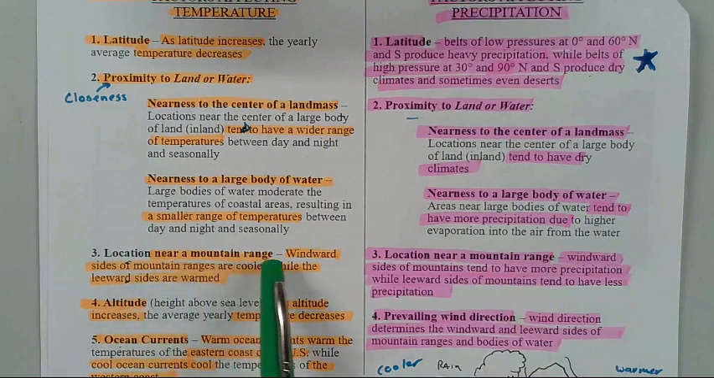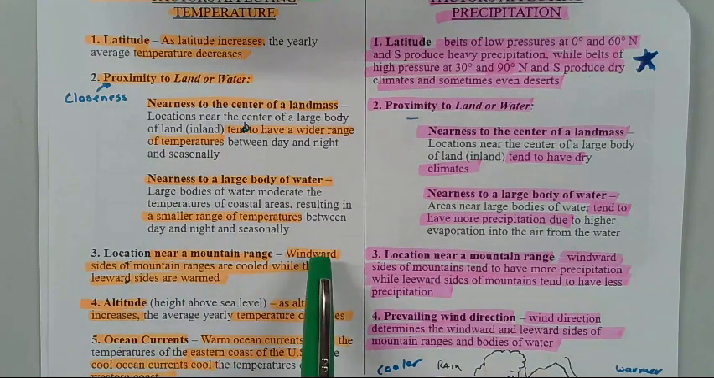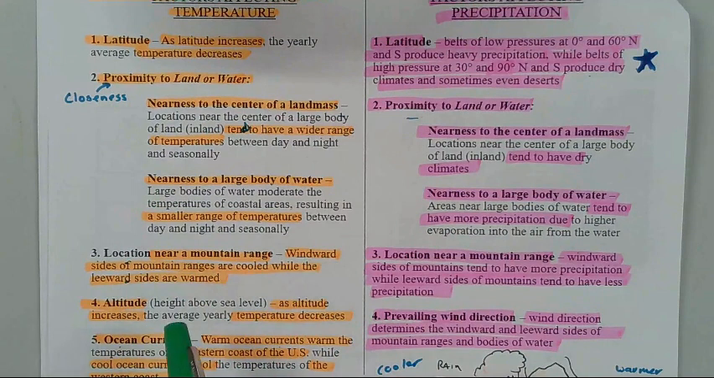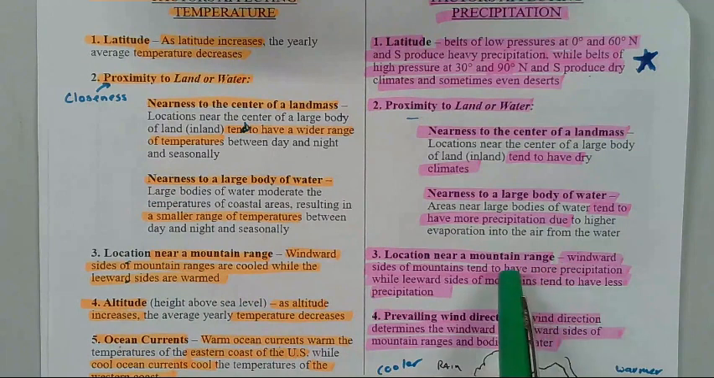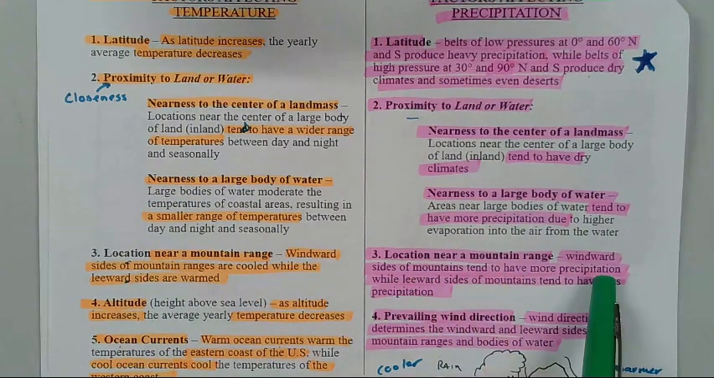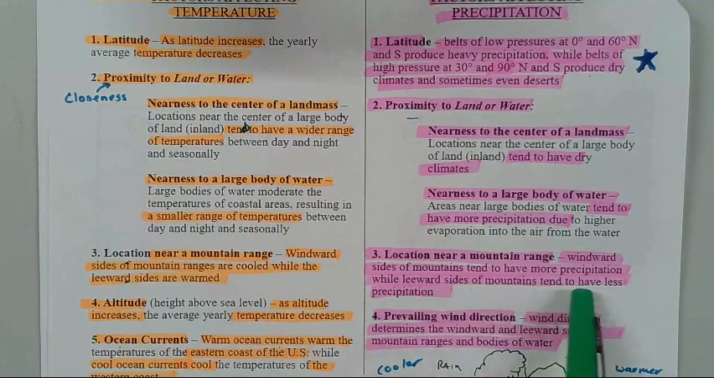Next, location near a mountain range, referring to temperature. Windward sides, these are the sides that the prevailing winds would hit. They tend to be cool, while leeward sides are warm. Windward sides, referring to precipitation. Windward sides tend to have more precipitation, while leeward sides tend to have less.